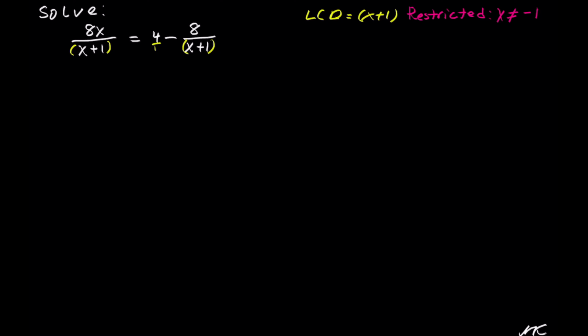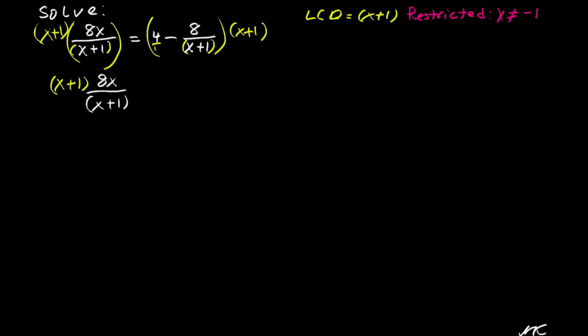Now we can begin solving this equation by multiplying both sides by the least common denominator, which is x plus 1. So we get x plus 1 times 8x out of x plus 1 is equal to, let's distribute x plus 1 on the right, and we have 4 times x plus 1 minus 8 out of x plus 1 times x plus 1. Now we can simplify and solve.